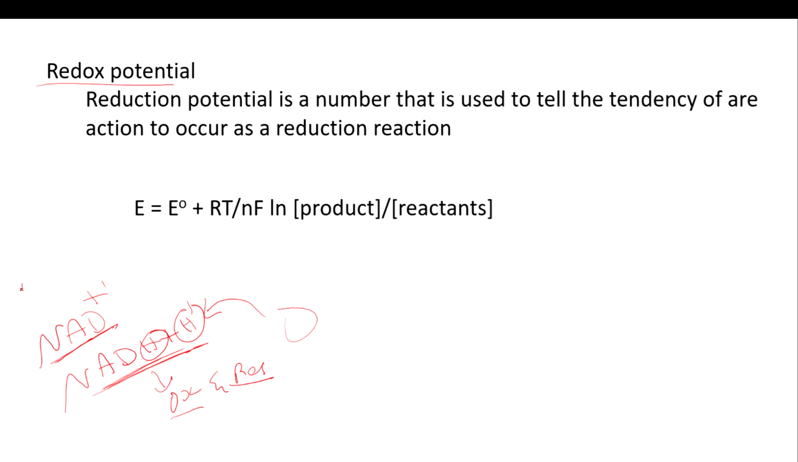If a molecule is producing energy in the form of phosphates, we have already seen that in endergonic and exergonic reactions. Now if the molecule is producing energy in the form of reduction and oxidation, that can be called a reduction potential. In this reduction potential, we will see the definition now. Reduction potential is a number that is used to tell the tendency of a species to occur as a reduction reaction.